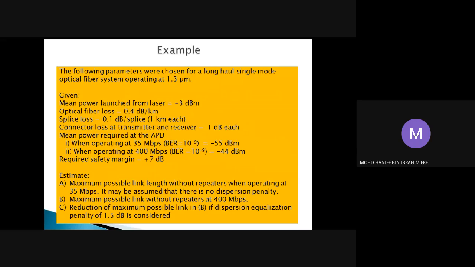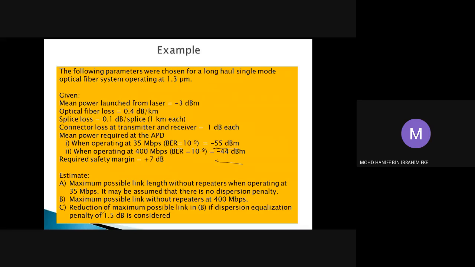We have connector loss at the transmitter and receiver of 1 dB each. So at the transmitter there should be 1 connector, and at the receiver another 1 connector, so there should be 2 connectors. The mean power required at the APD, when operating at 35 megabit per second, the receiver sensitivity is -55 dBm, and operating at 400 megabit per second, the sensitivity of the APD is -44 dBm. So the safety margin is 7 dB.